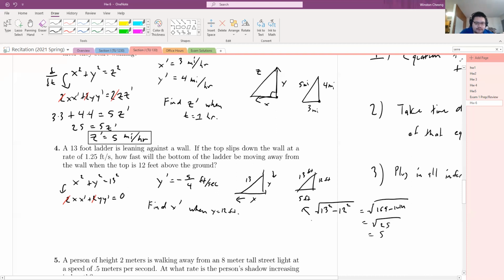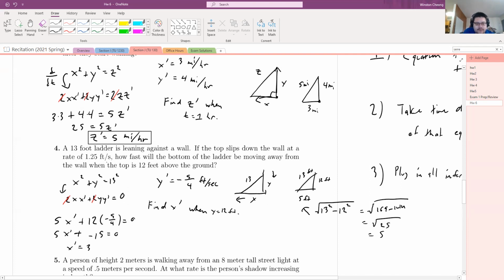Right, so now we have a bunch of data and we can plug in. We have x is 5, we have y is 12, we have y prime, and we're looking for x prime. So we can plug everything that we need into this equation. 5x prime plus y, where's y? 12. y is 12, y prime is negative 5/4. And we're setting that equal to 0. So when we solve this, we're going to get minus 15. Okay, so 15 divided by 5 is going to be 3.